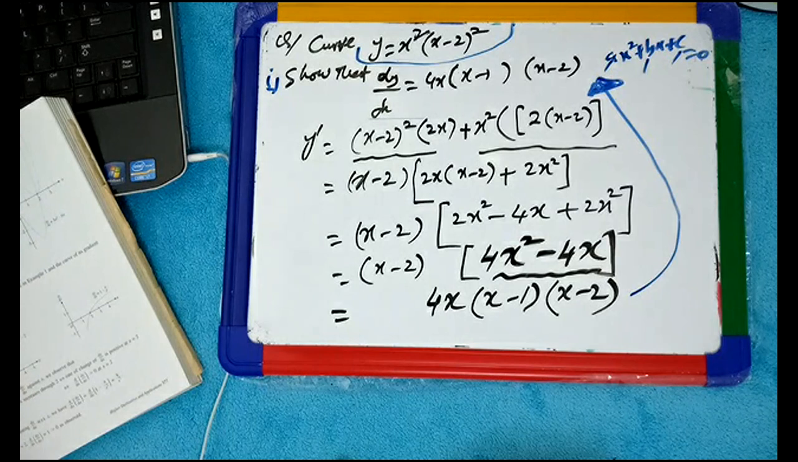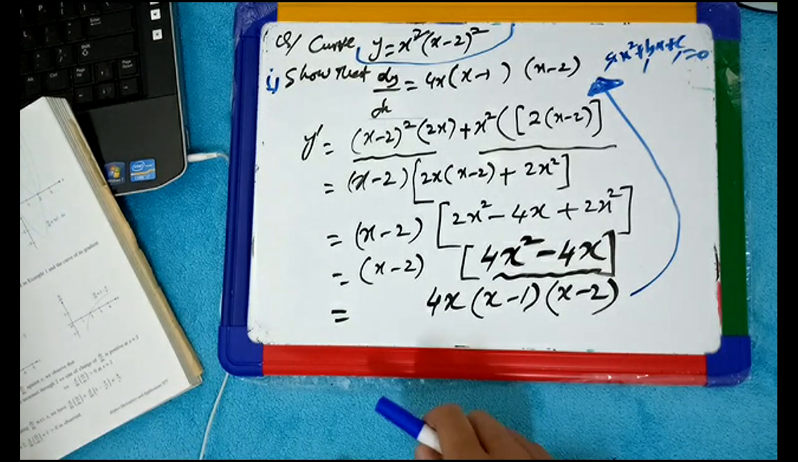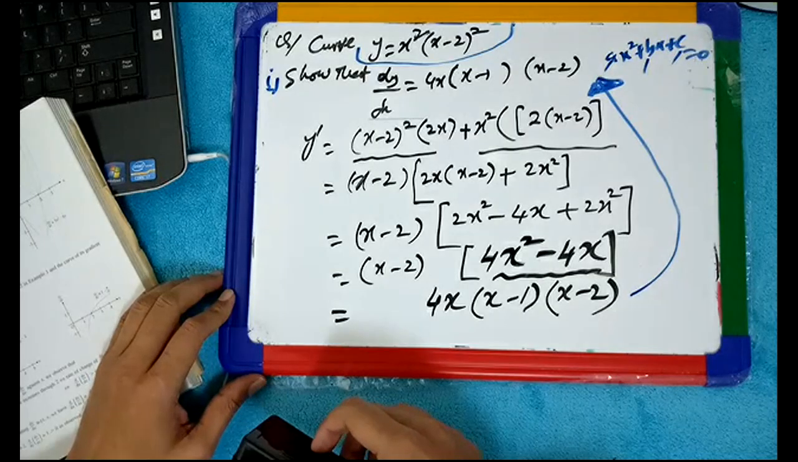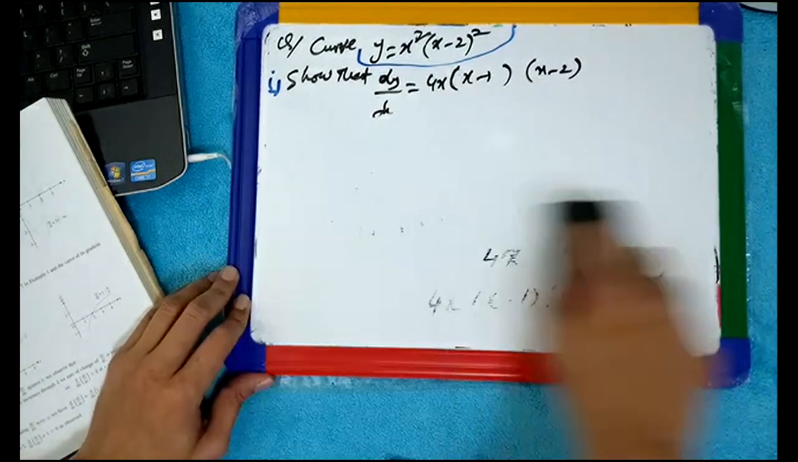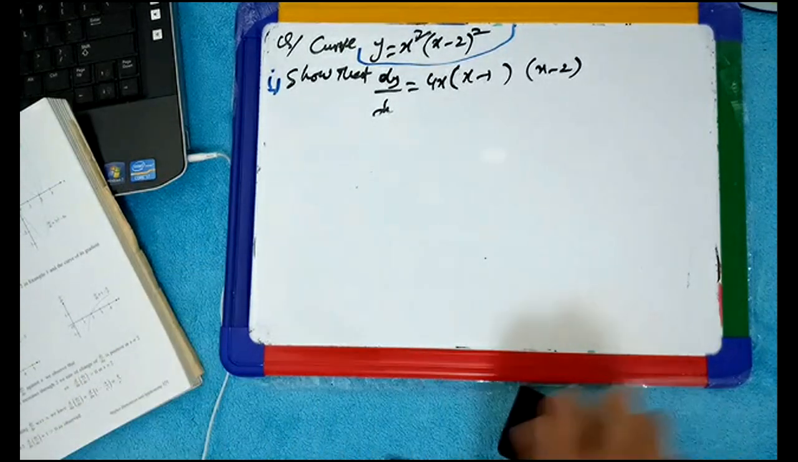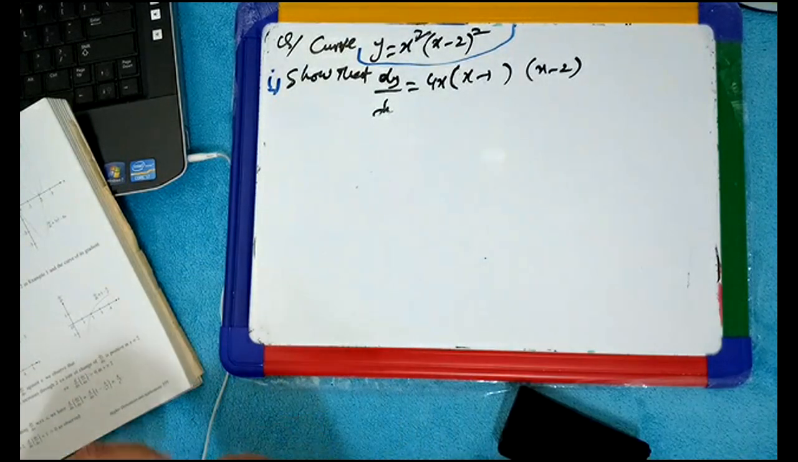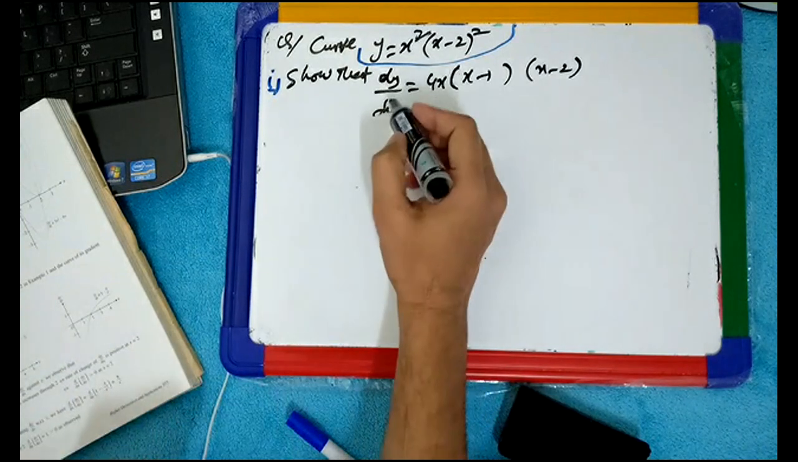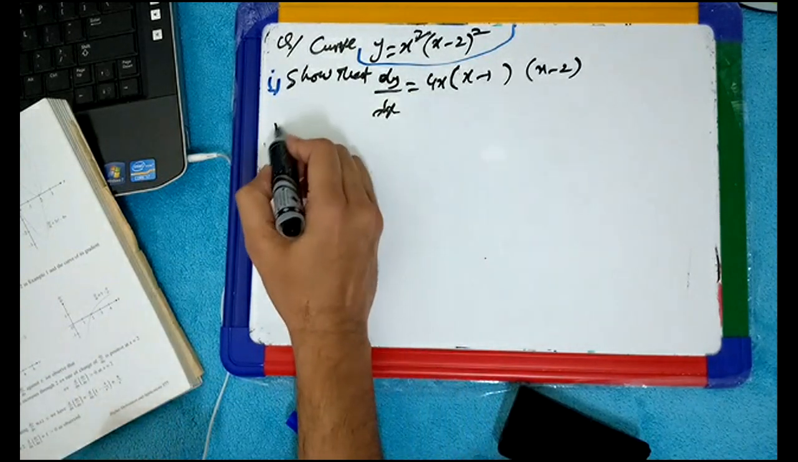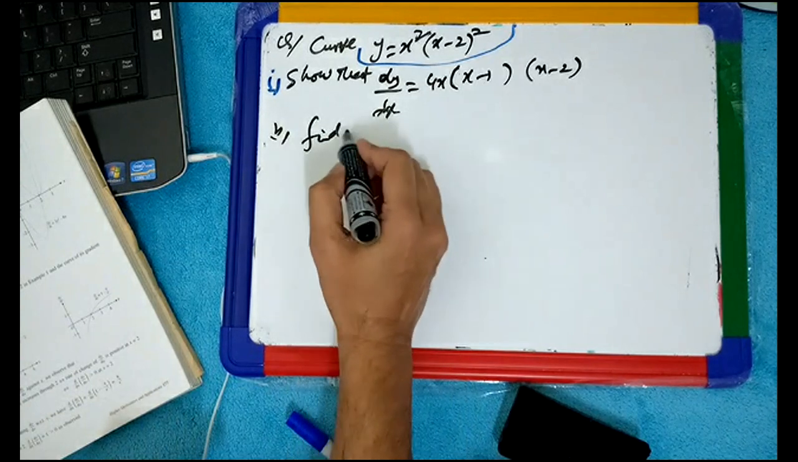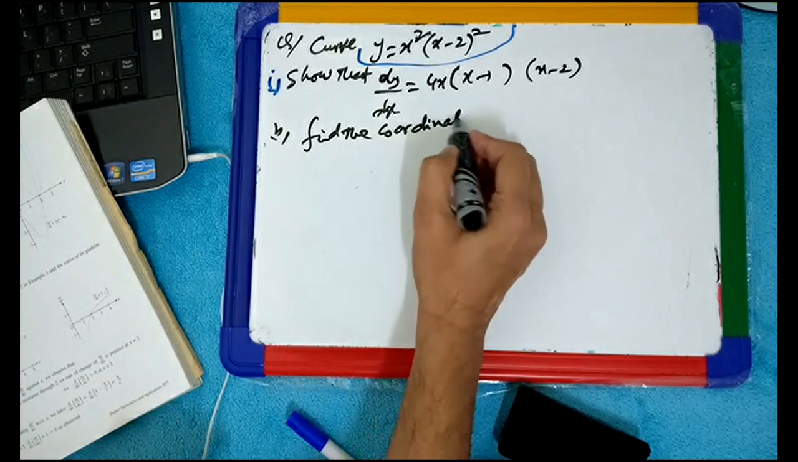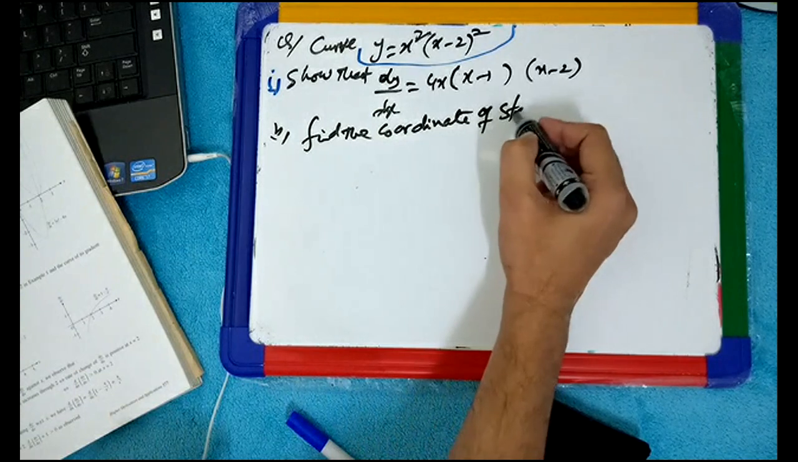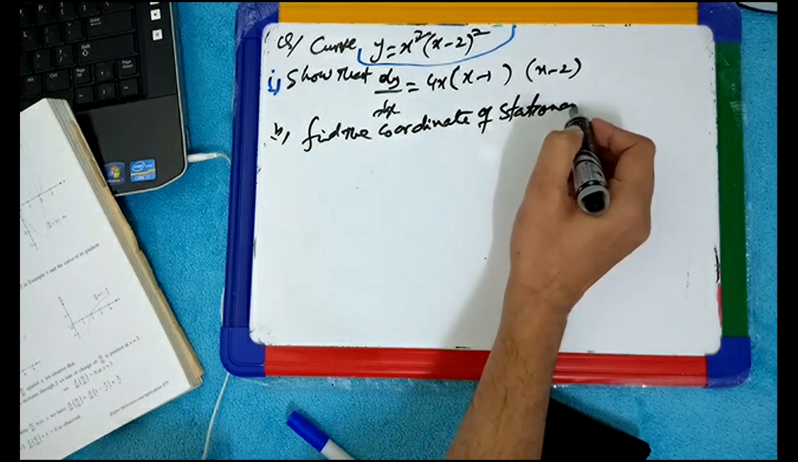The next part of this question is to find the stationary point, right? Yeah, now we will do the stationary point. Now I remove this one and we will do the stationary point. The second part, part B, is they said find the coordinate of a stationary point.